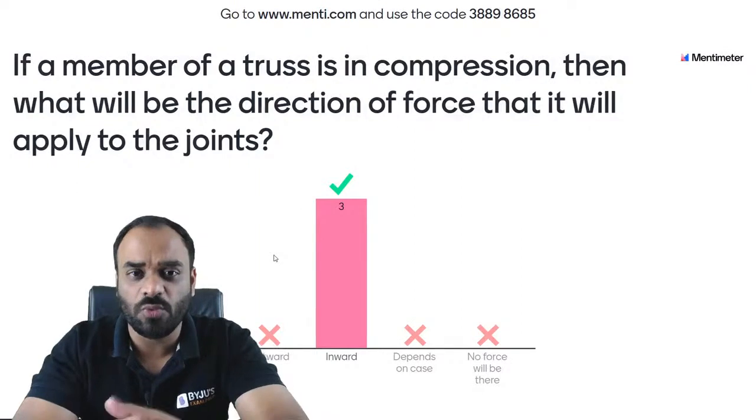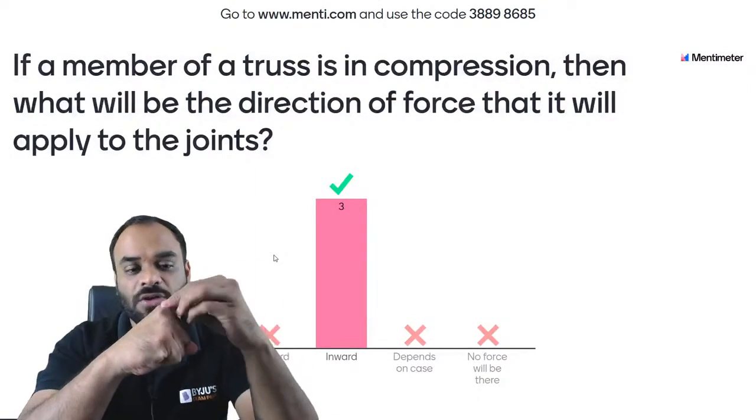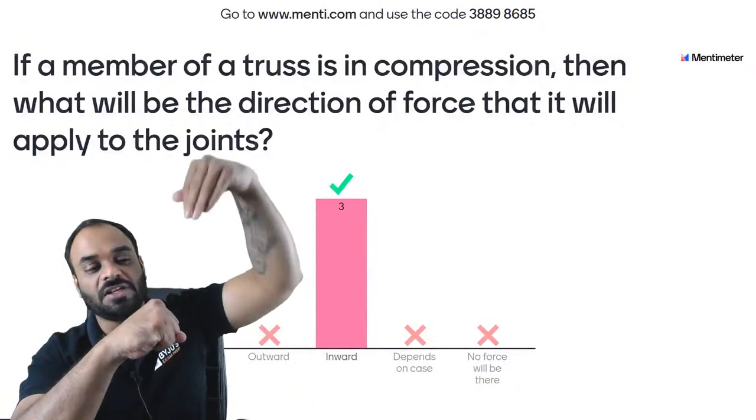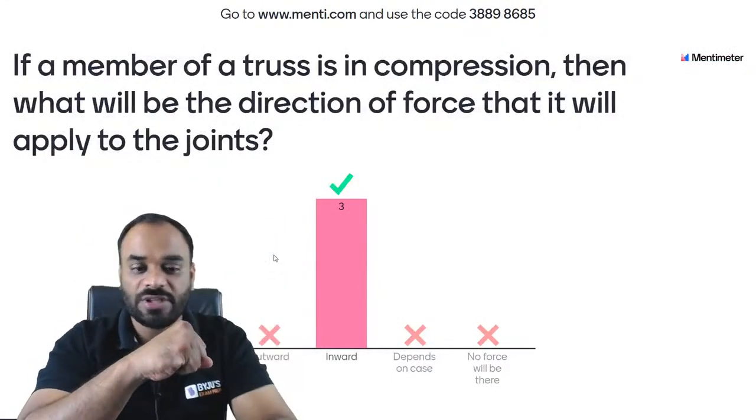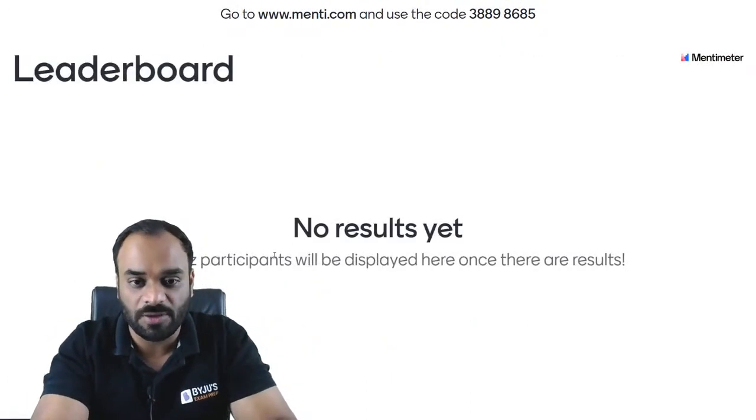Very nice. It should be inward, right? Let us suppose this is your support. So our compression force at this particular joint should be inward like this, right? So that's why B is the correct answer for this particular problem. Let's see the result.